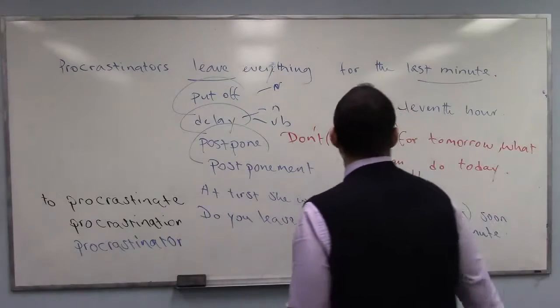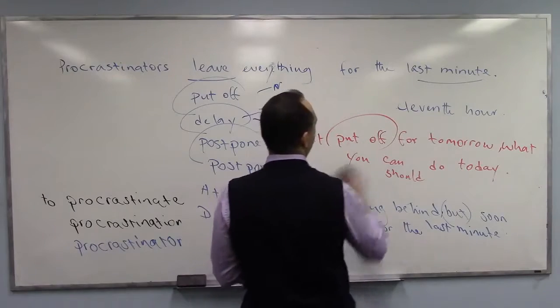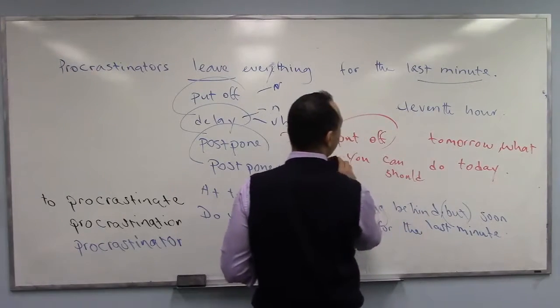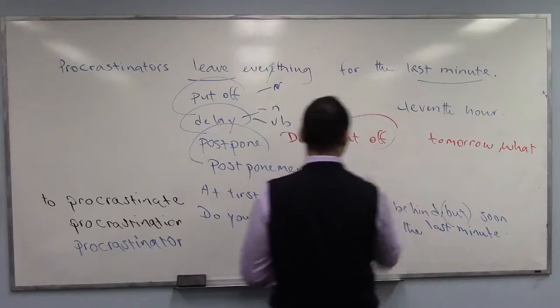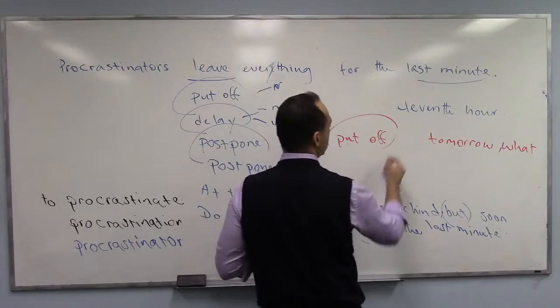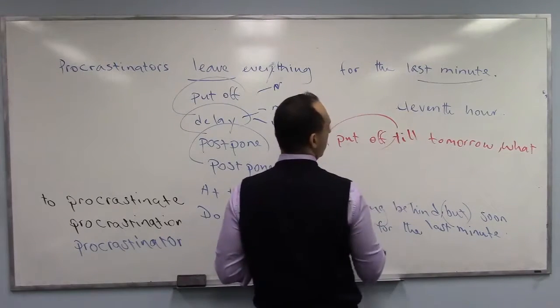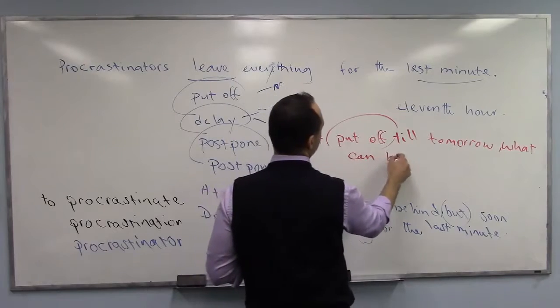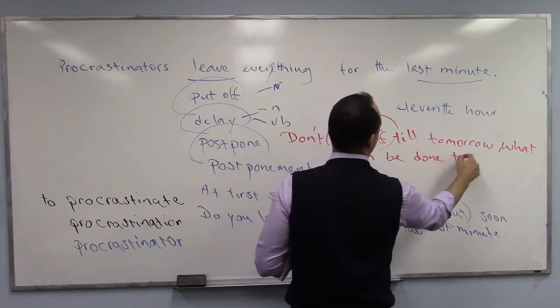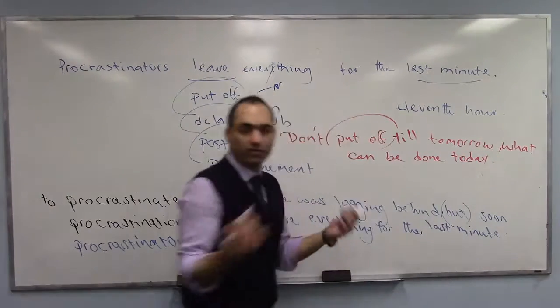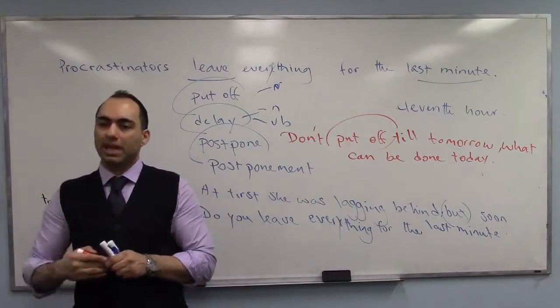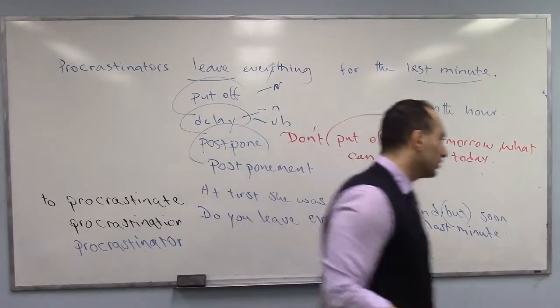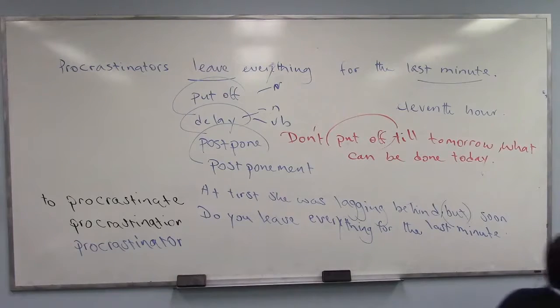Or, let me say this, because: don't put off till tomorrow what can be done today. That's the old saying. Let me write it exactly the way they say it. Don't put off till tomorrow what can be done today. Now, people have changed it so many different ways. Like, don't put off for tomorrow what can be done. So, put off till tomorrow. Don't put off till tomorrow what can be done today.